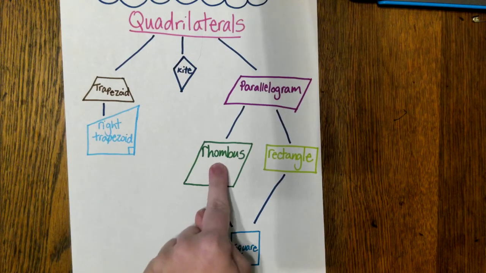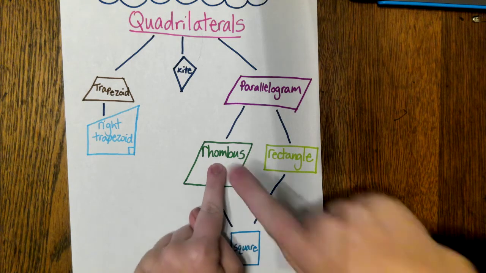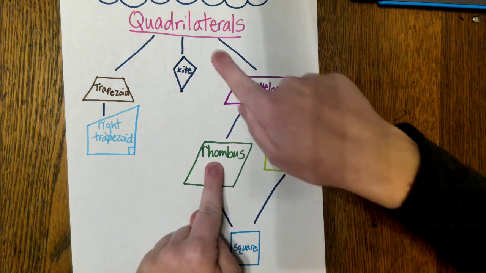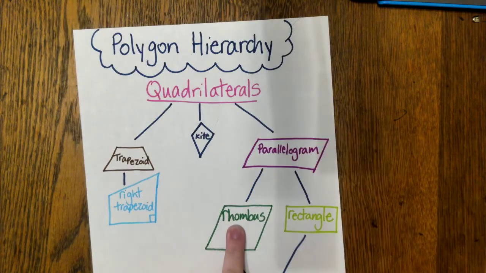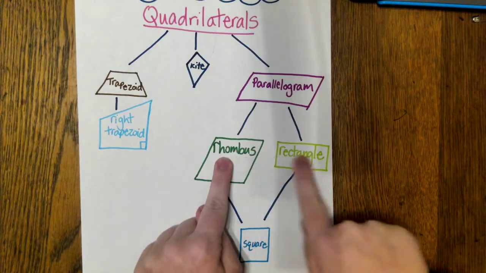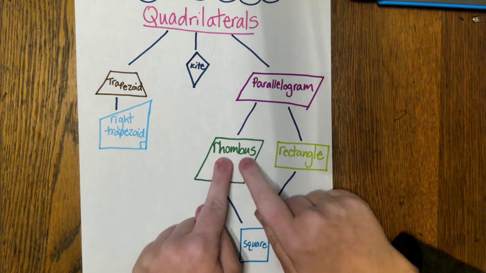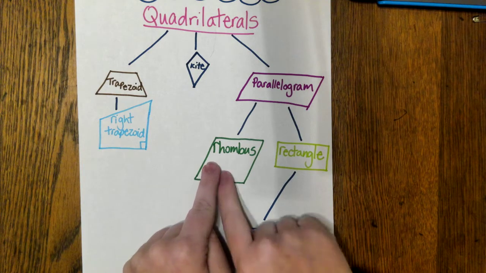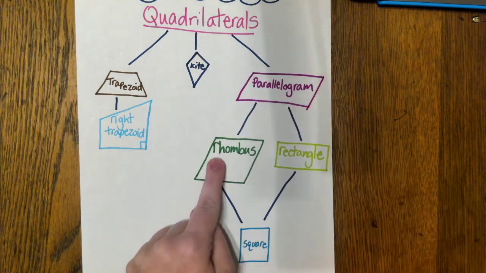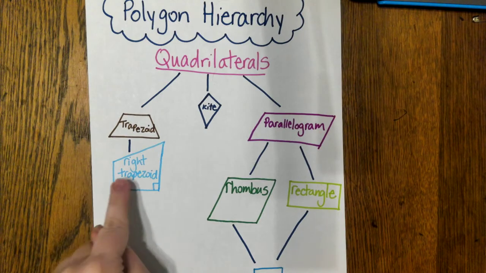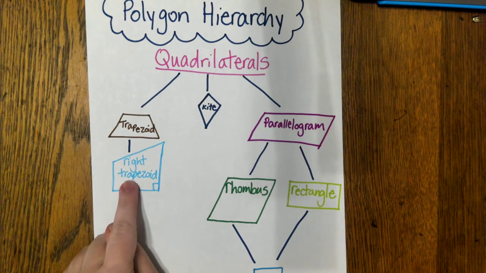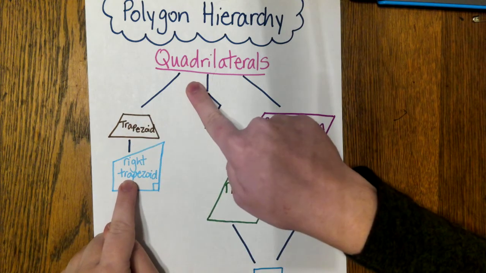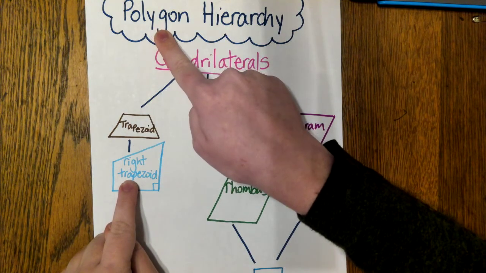A rhombus. Remember, you can only go up. So a rhombus can be called a parallelogram, a quadrilateral, and a polygon. It's not connected to a rectangle, so I can't call a rhombus a rectangle. And I can't call it a square because that's down. I can only move up. If I have a right trapezoid, I can call it a trapezoid, a quadrilateral, and a polygon. That's it.